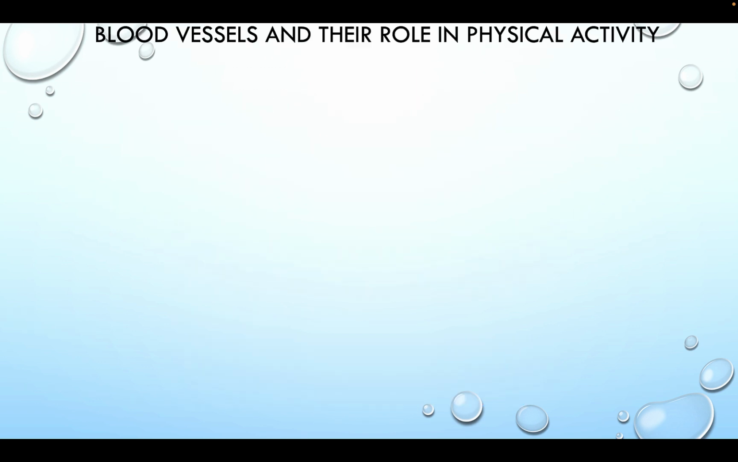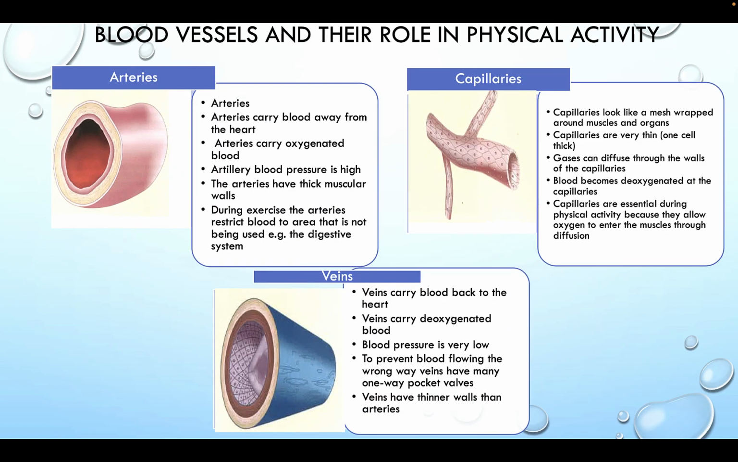Blood vessels and their roles in physical activity. These are the three main ones you need to know: arteries, capillaries, and veins. Arteries carry blood away from the heart. Arteries carry oxygenated blood. Arteries' blood pressure is high. The arteries have thick muscular walls, and during exercise the arteries restrict the area that is not being used, e.g. the digestive system. This is something called vascular shunting, and again we'll look at this in our next section.